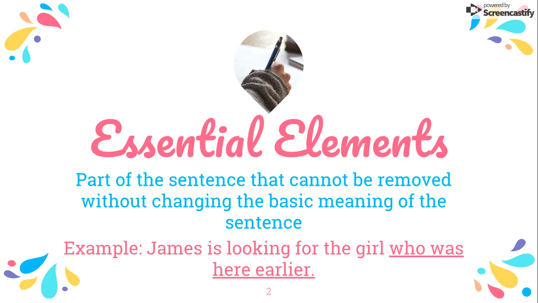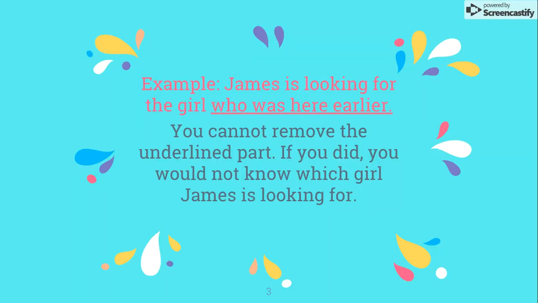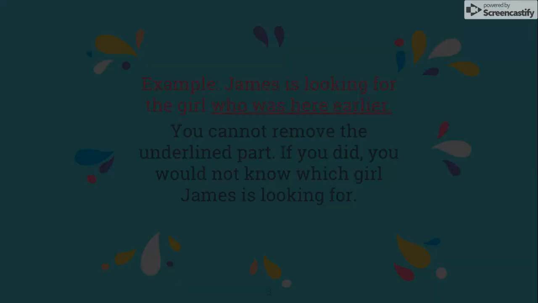So in our example, James is looking for the girl who was here earlier. If we just say James is looking for the girl, we don't have enough information. And so the who was here earlier becomes essential to the sentence. As you can see, you cannot remove the underlined part. If you do, then we don't know what's really going on and what girl James is looking for. So that means that it's essential to the meaning of the sentence.